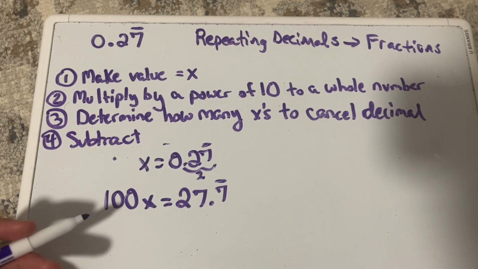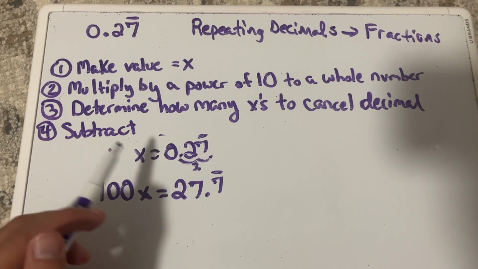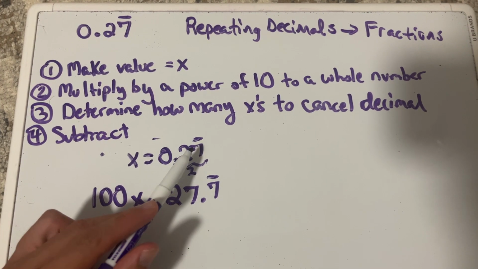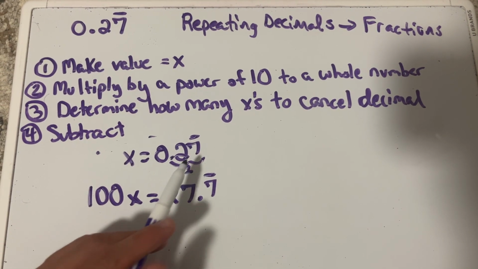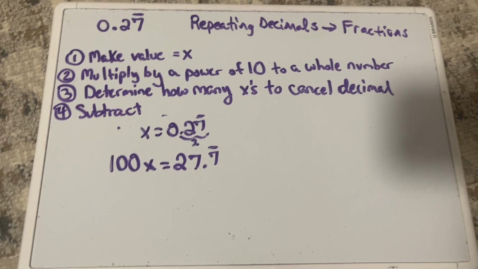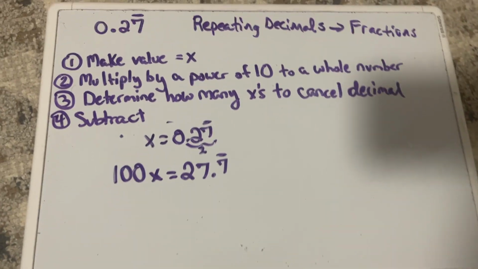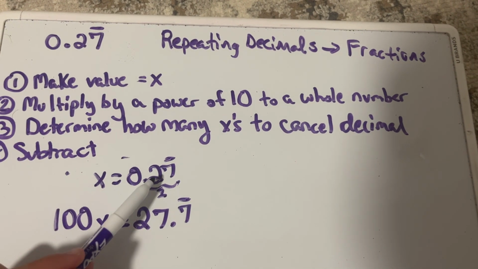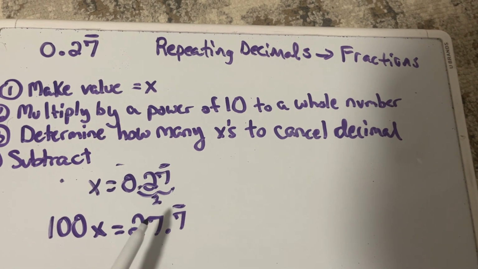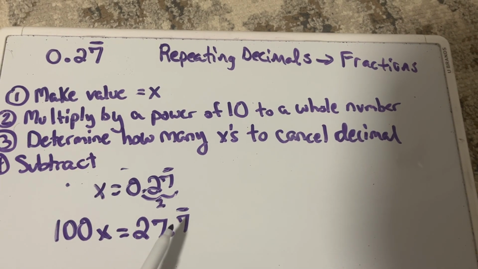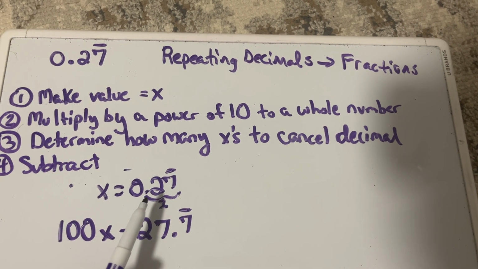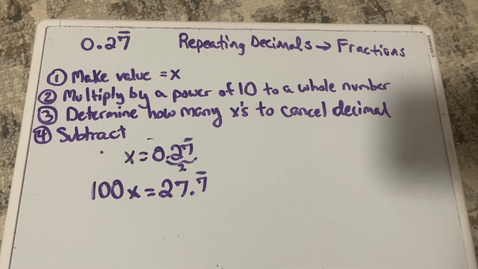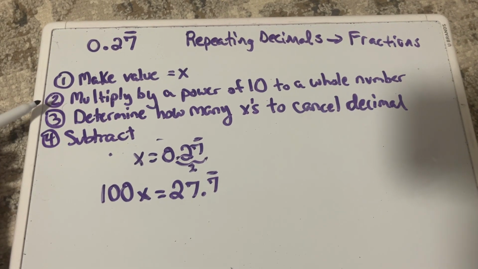And now I'm in a little bit of a struggle because I have this value, 0.27 repeating, but this is just going to be a little bit different. So I need to figure out a way where I can multiply this to get somewhere where I only have the 7 after the decimal repeating. Right now I have the 2 in the way. So remember, we have to go back to step 2 now.